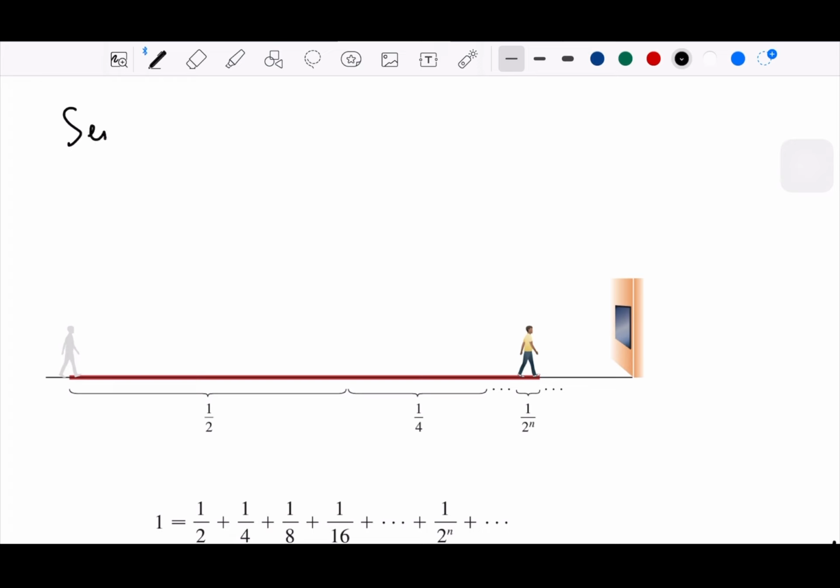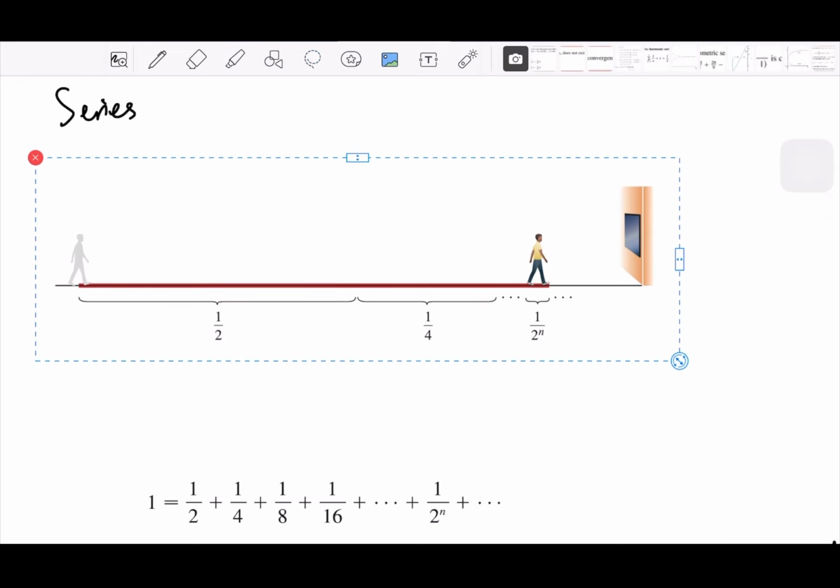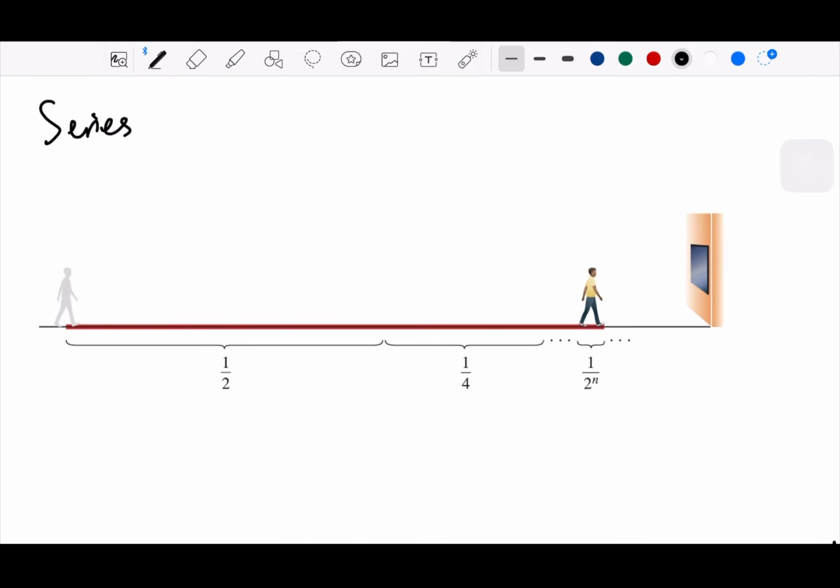Okay, series. And this is the same Zeno paradox that I mentioned at the beginning of the sequence. So using the same paradox, if you would like to total the distance, then we could add all the numbers, right? So we could add half plus 1/4 plus 1/8 and so on and so forth.